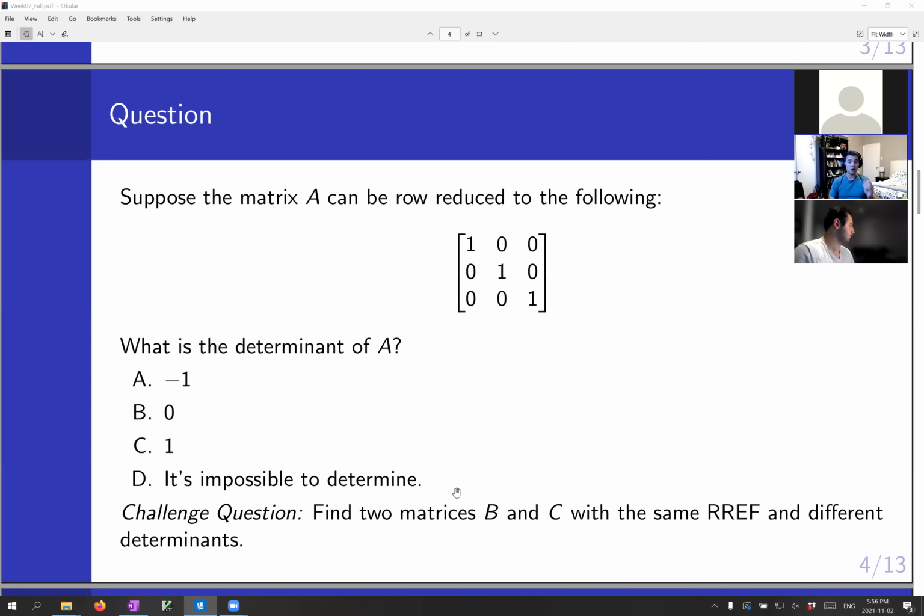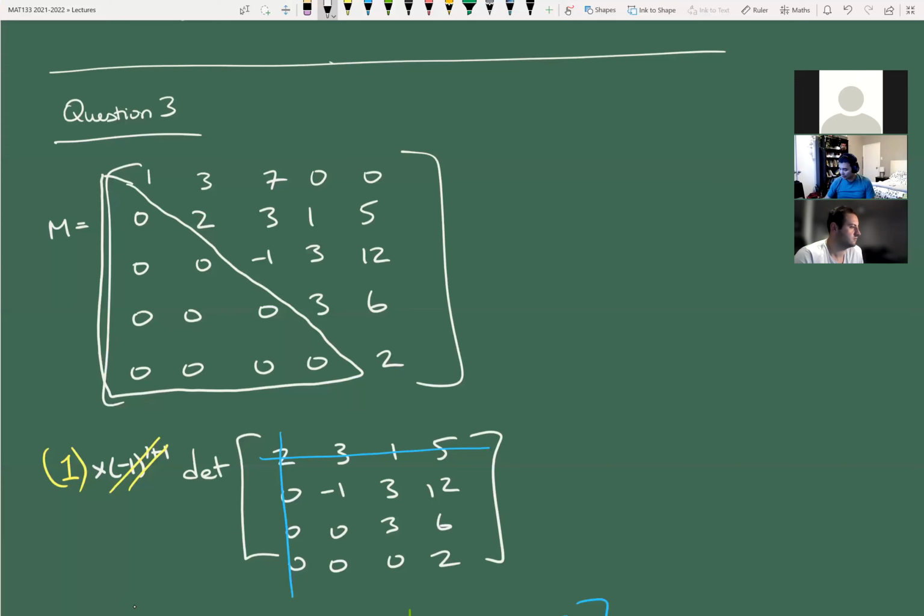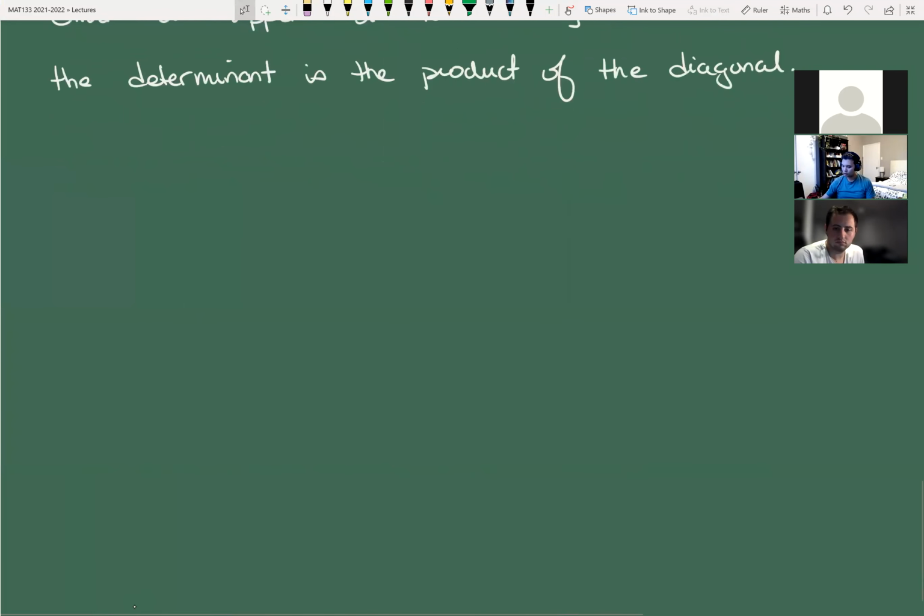Right, you don't know what the actual matrix A is. And so in this case, the answer is it's impossible, right? Yeah, and here's an easy example. The bonus question said, give an example of 2 matrices that both row reduce to the identity and have different determinants.